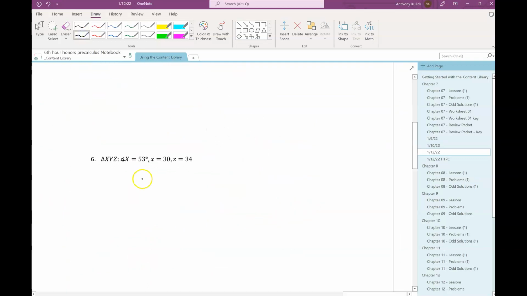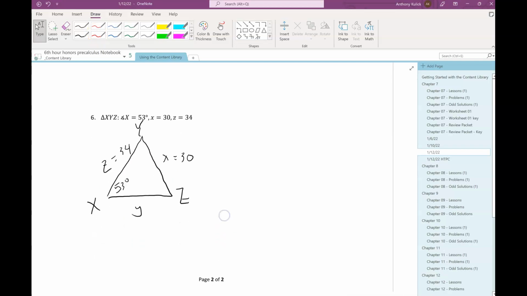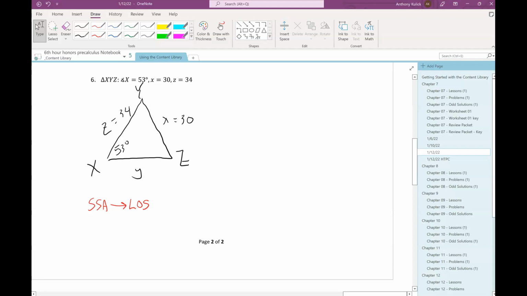Okay, so let's start by drawing our picture. So this is side angle side, or side side angle, excuse me. So we will be using the law of sines. In a side side angle situation, the first thing we need to do is check the size of that given angle. In our case, that given angle is x. Is x acute, right, or obtuse?